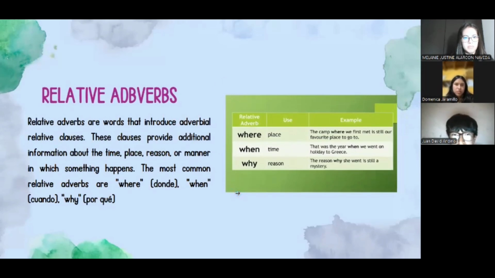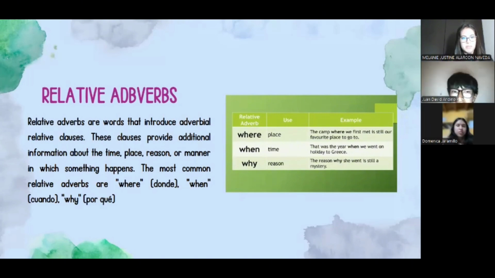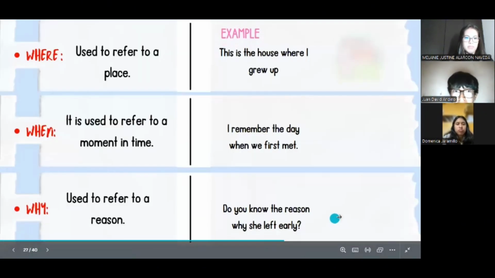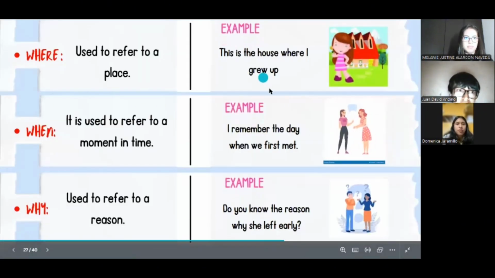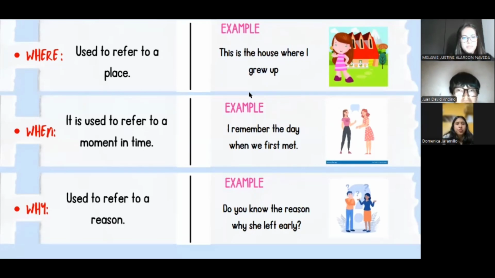Relative adverbs are words that introduce adverbial relative clauses. These clauses provide additional information about the time, place, reason, or manner in which something happens. The most common relative adverbs are where, when, and why. Where is used to refer to a place. Example: this is the house where I grew up.